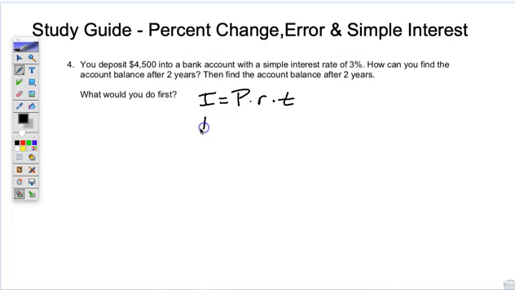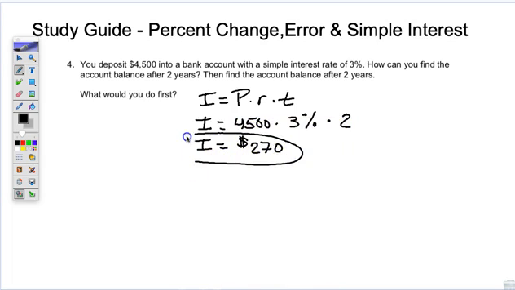So let's fill in what we know. We need to find the interest. So we're going to take $4,500 times the interest rate of 3% for 2 years. So this one is something where you just multiply the 3 together to get the interest. That is going to be $270.